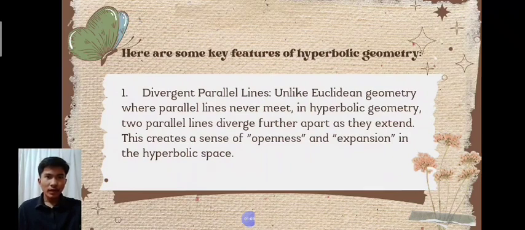So here are some key features of hyperbolic geometry. So first is divergent parallel lines. Unlike Euclidean geometry, where parallel lines never meet, in hyperbolic geometry, two parallel lines diverge farther apart as they extend. This creates a sense of openness and expansion in the hyperbolic spaces.